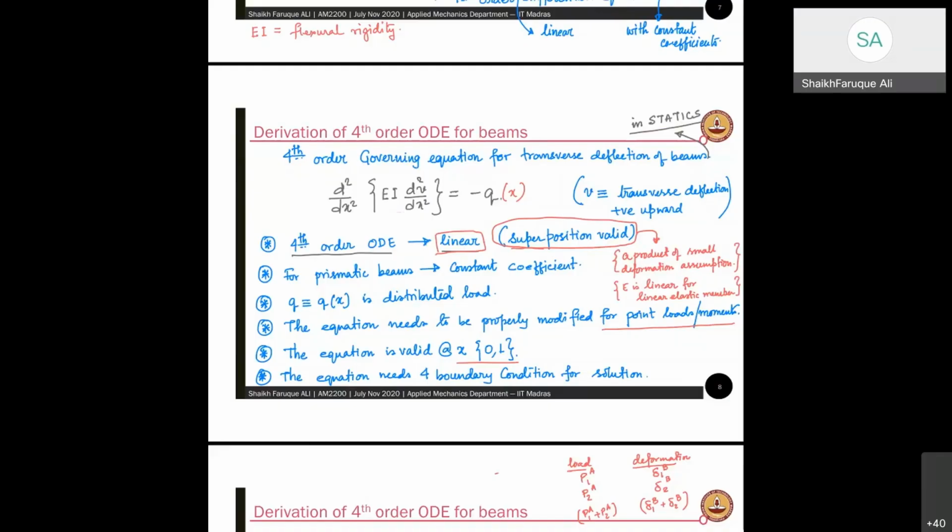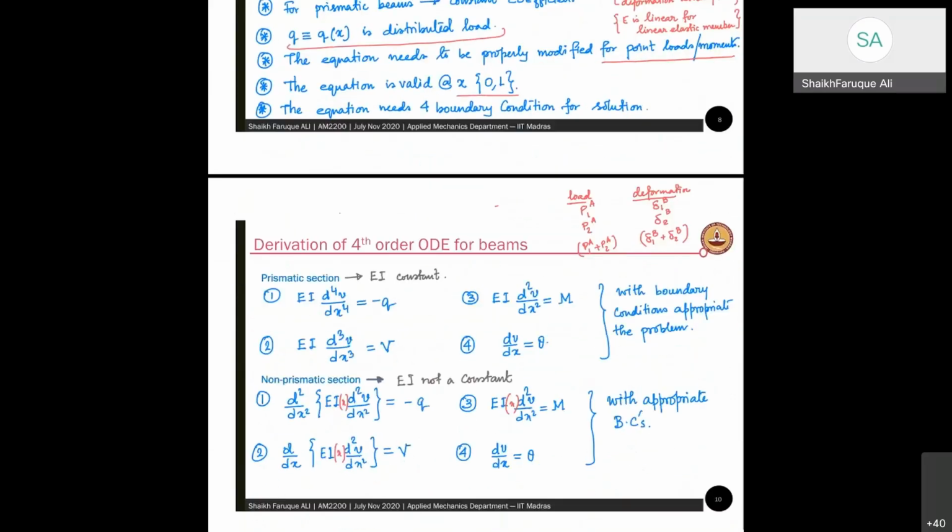For a prismatic beam, constant coefficient, q of x is distributed load. Remember this, don't forget this. This is very important. This is one of the constraints of this equation. The equation needs to be properly modified for a point load or moment load. We'll learn that, how to do it. The equation is valid for x between 0 and the length of the beam. That's all I have here to say.